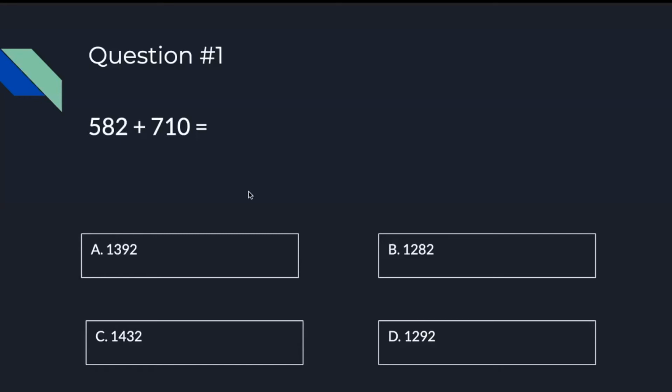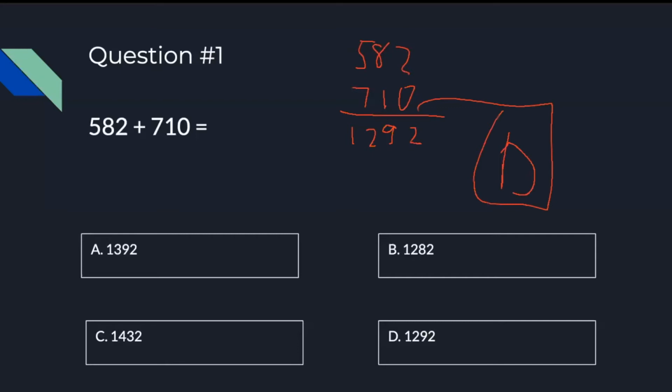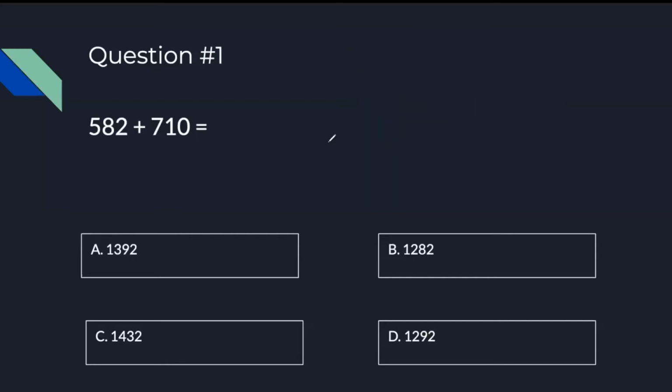Time's up. The correct answer in this case was D, 1,290. Does anyone have any questions with this problem? It's just addition, right? 582 plus 708. You just have to be careful and make sure you're not making any addition mistakes, and we get D as our final answer. Is everyone good with this? Okay, good. On to the next question.